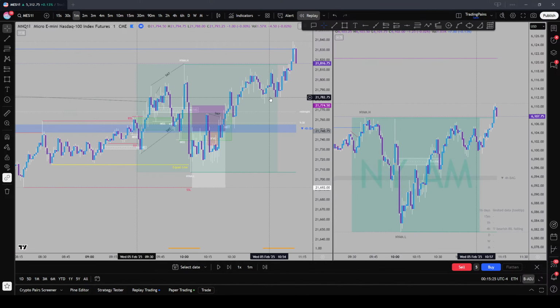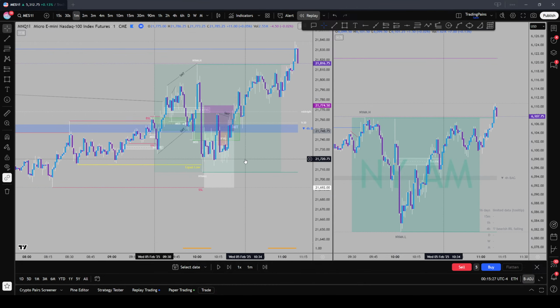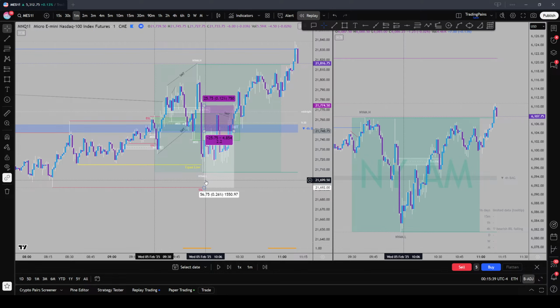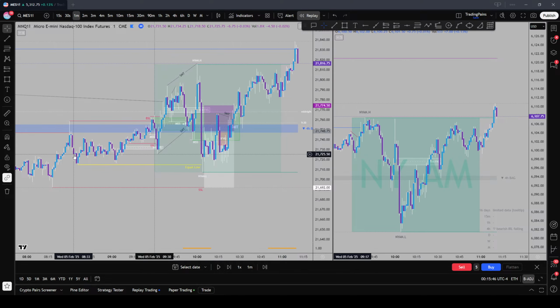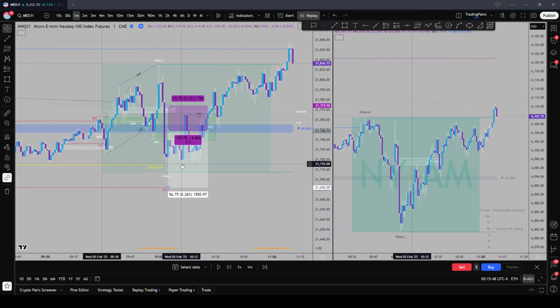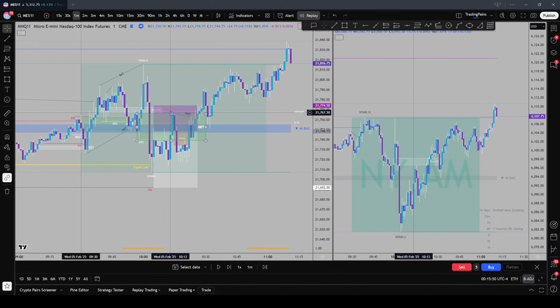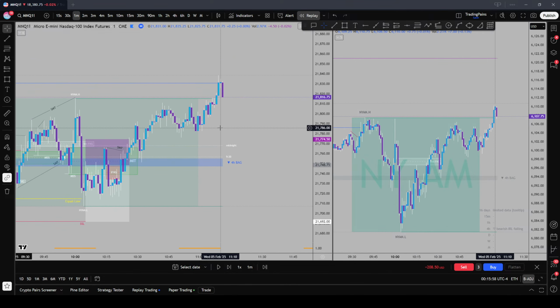There's no more gigantic SMT. If the market wants to go higher, it's supposed to go low first. But this one went high first. Then it took out low, then it went high. So once it's taken this out, this should have been the market structure shift. Okay, I see my mistake now.